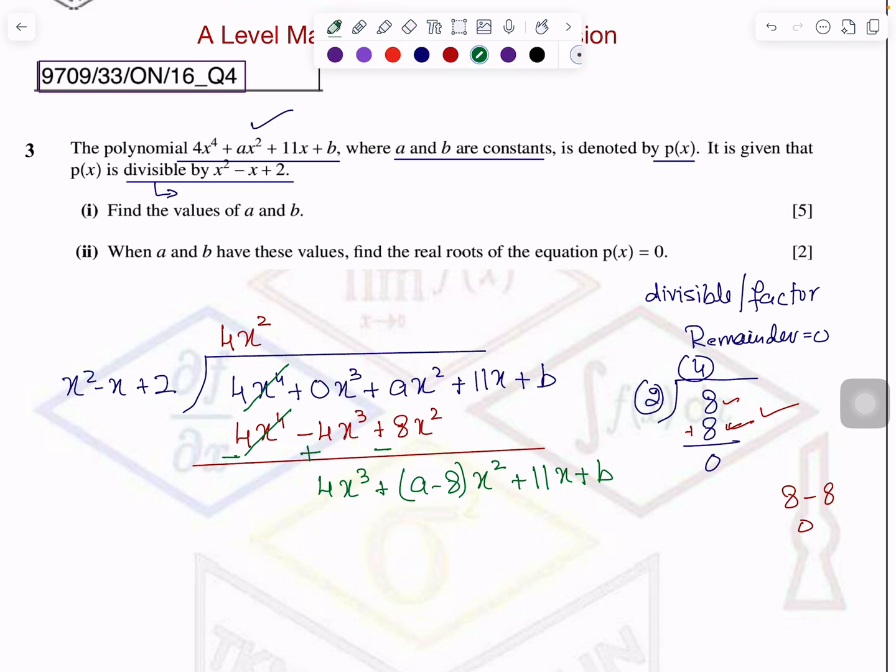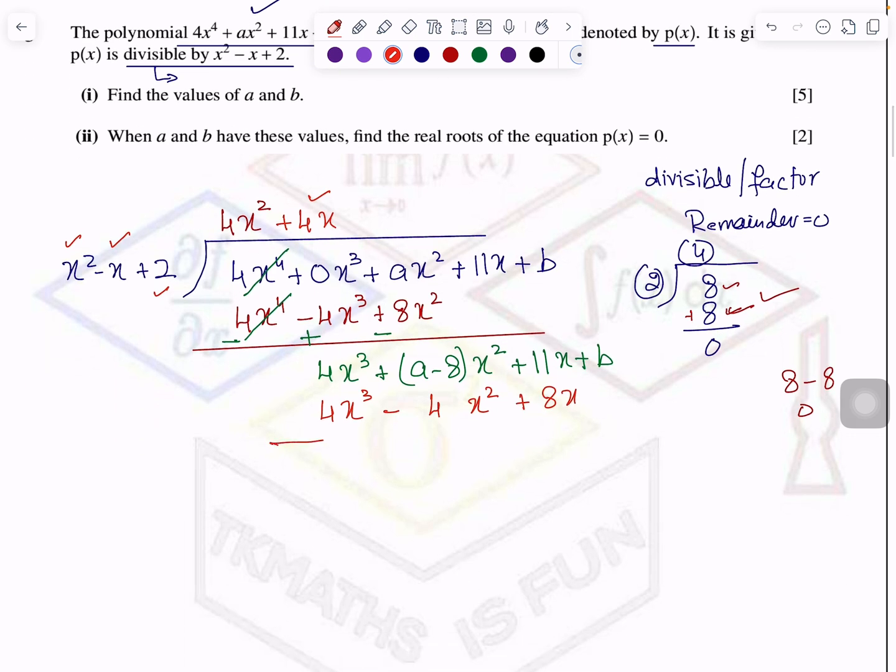Okay, now I have to multiply, I'm taking another color. Now I have to multiply x square by some term to get what? 4x cube. So x square multiplied by 4x will give me 4x cube. Now this x will multiply by this, it will be minus 4x square. I will write it here. Now 2 multiplied by 4x will be 8x. Again, you will subtract the orange one from the green one. So signs will change. So don't forget to change the sign.